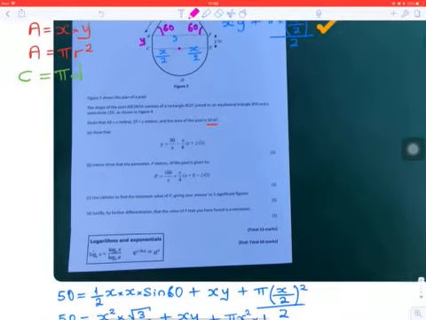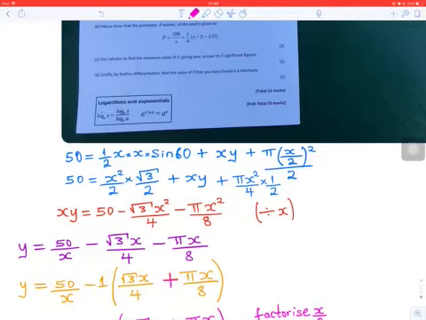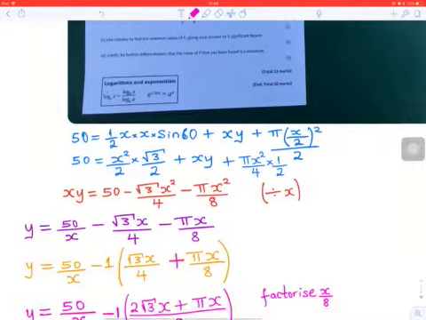Add all three of them. When you add all three of them, this is what you get. The total area, 50, is half x times sine 60 plus xy plus area of the circle divided by 2. We have to rearrange. Sine of 60 is root 3 over 2. And you can now make xy the subject. You take xy on the left. So you have 50 minus root 3 over 4 x squared minus pi over 8 x squared.